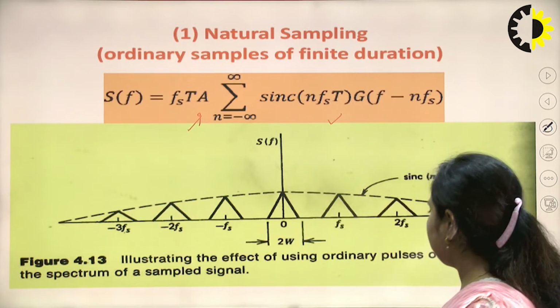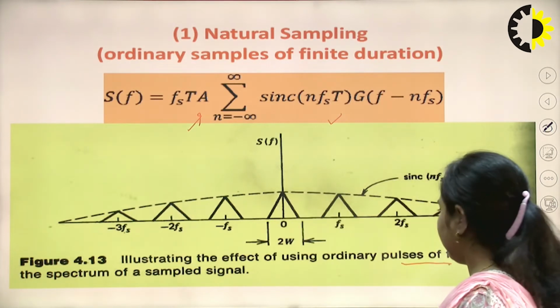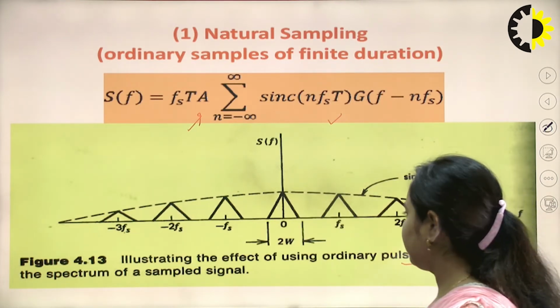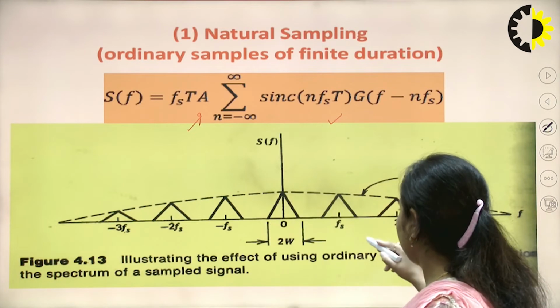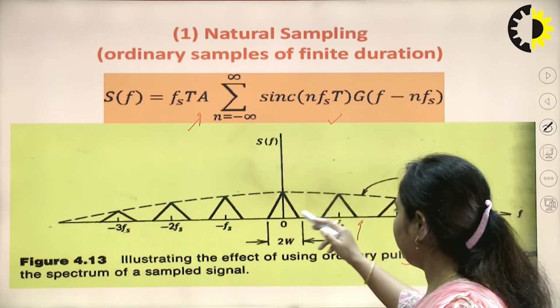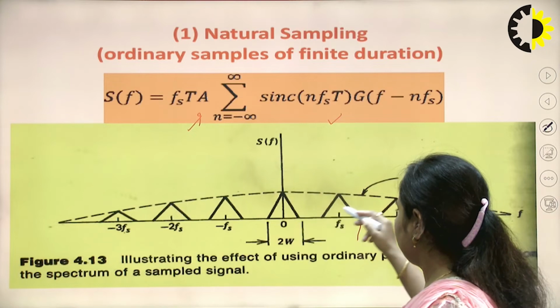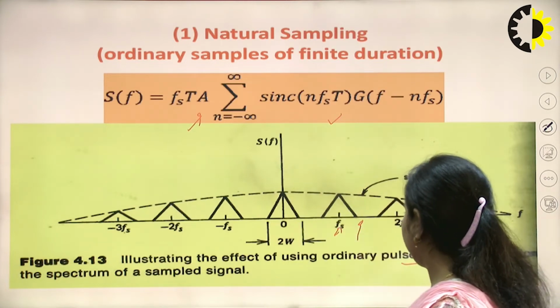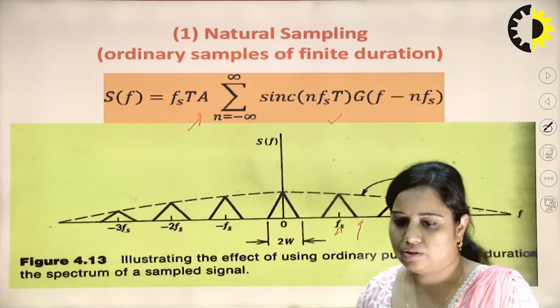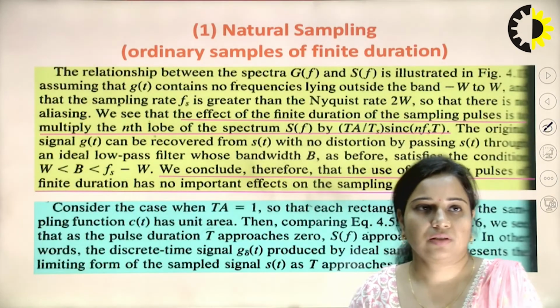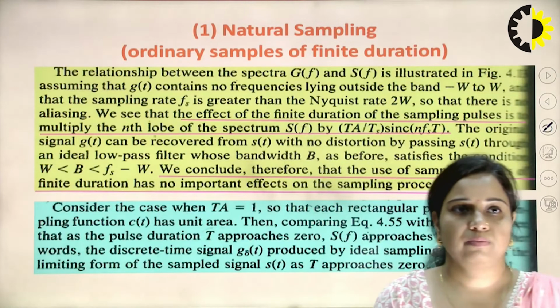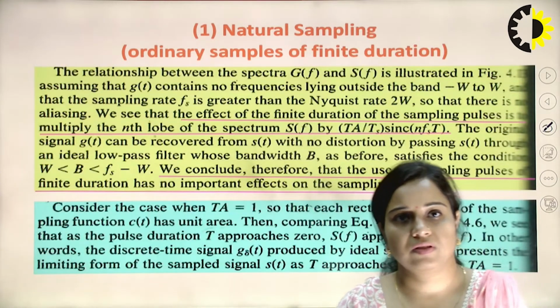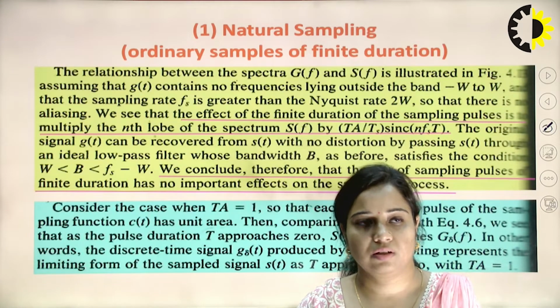So, illustrating the effect of using ordinary pulses of finite duration, the spectrum of the sampled signal is given by this particular type of waveform, which is a kind of triangles generated at Fs, 2Fs, 3Fs and so on. Next is natural sampling. The relationship between the spectra G(f) and S(f) is illustrated in this diagram.